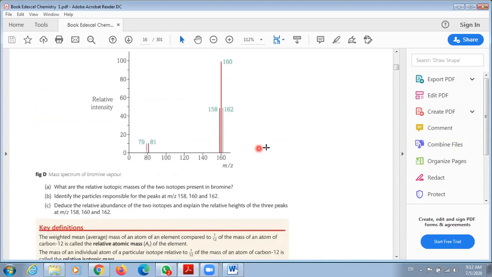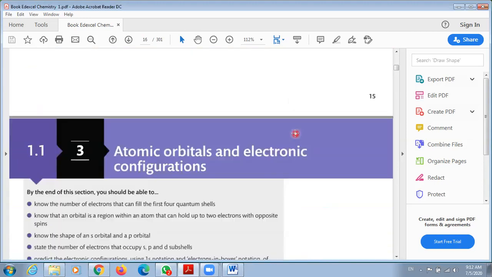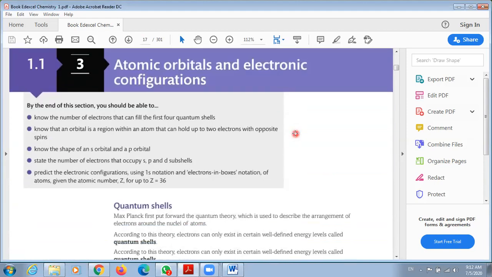This is the mass spectrum of bromine that I just explained. Now, afterwards, we come to atomic orbitals and electronic configurations.